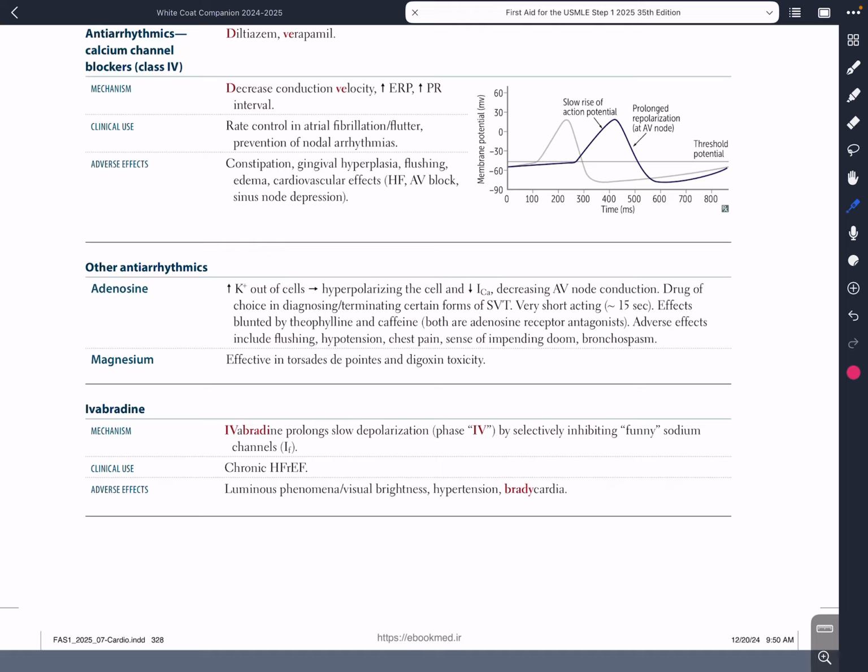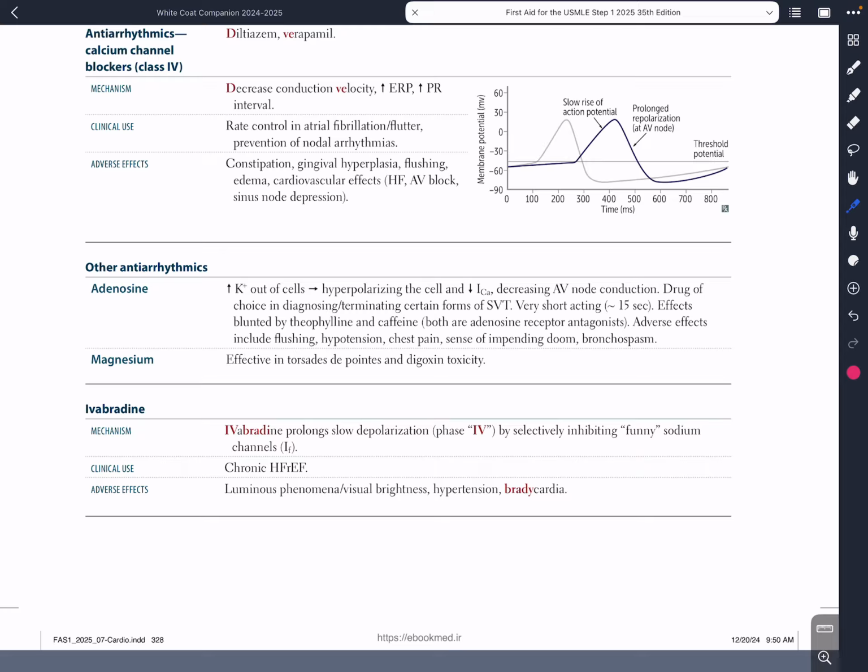So clinical use of ivabradine is chronic HFrEF, heart failure with reduced ejection fraction. Heart failure with reduced ejection fraction is a condition where you have an ejection fraction lower than 55%, maybe 25%, maybe even 20 to 15%. So in those conditions, give them ivabradine.